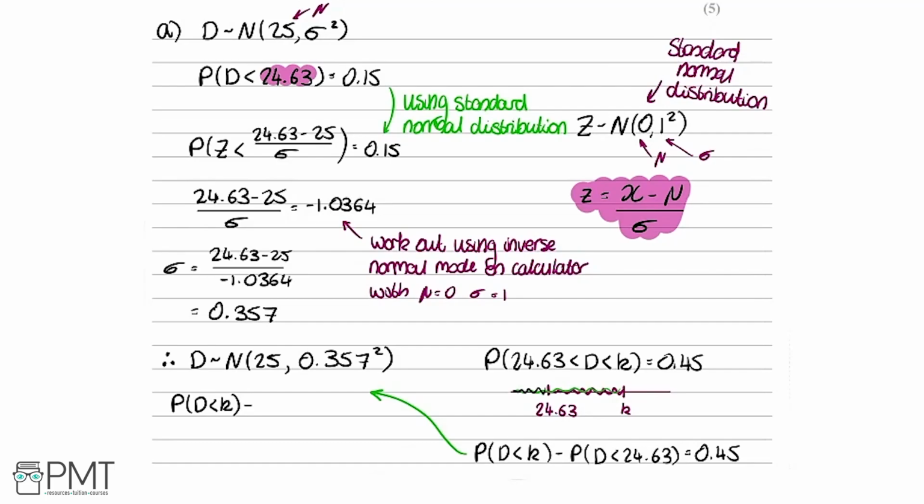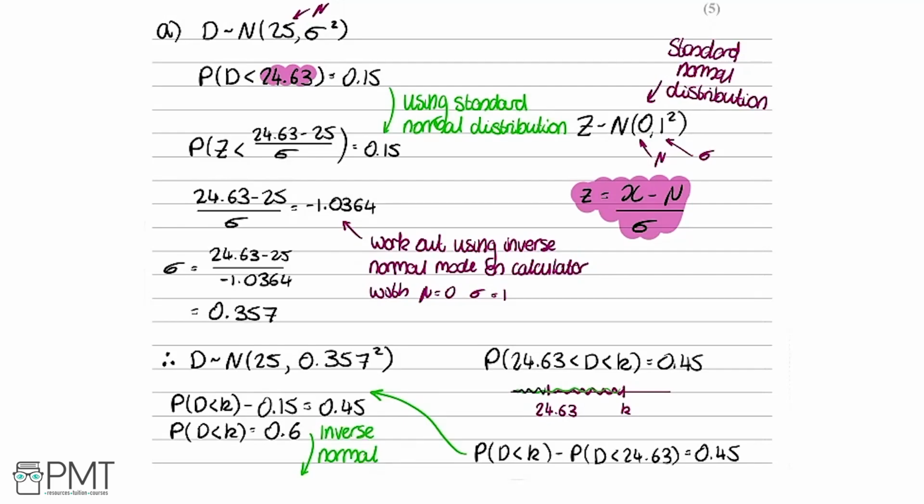However, from earlier in the question, we found out that this, if we look up here, is actually equal to 0.15. So we can replace that with 0.15 equals 0.45. So the probability of d being less than k equals, if we add 0.15 to both sides, we get 0.6. Then we're going to work out k using inverse normal on our calculator.